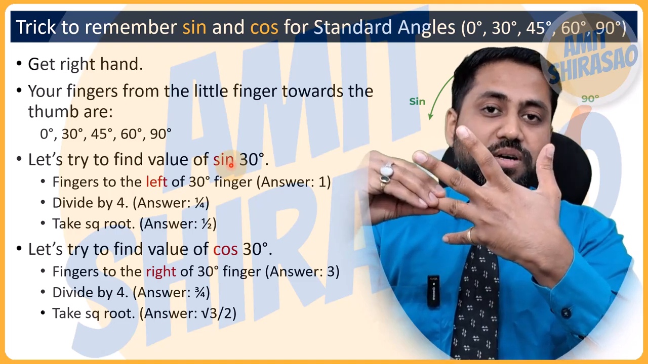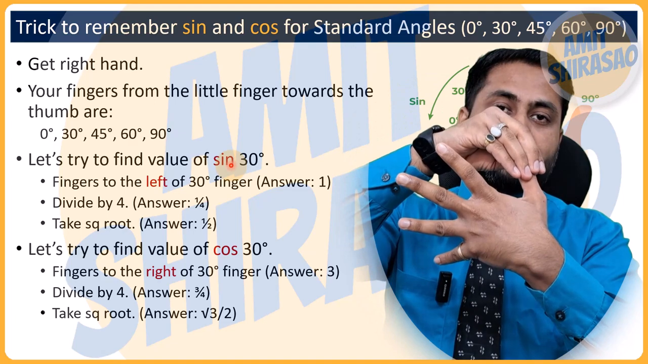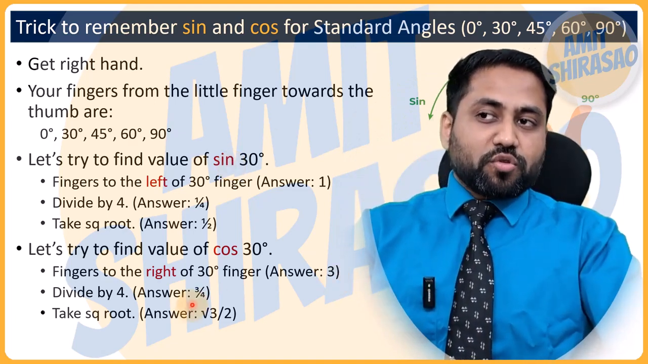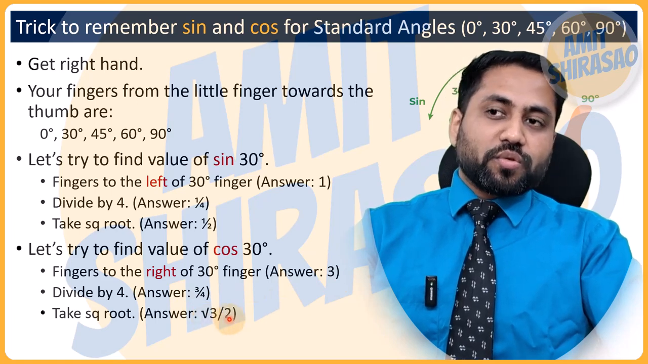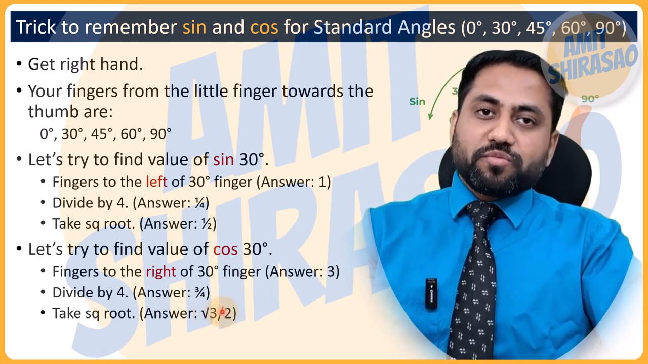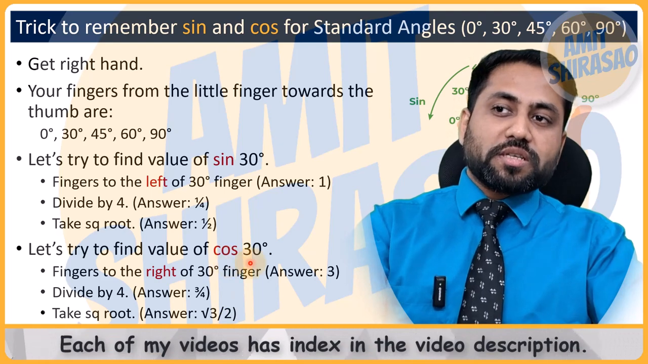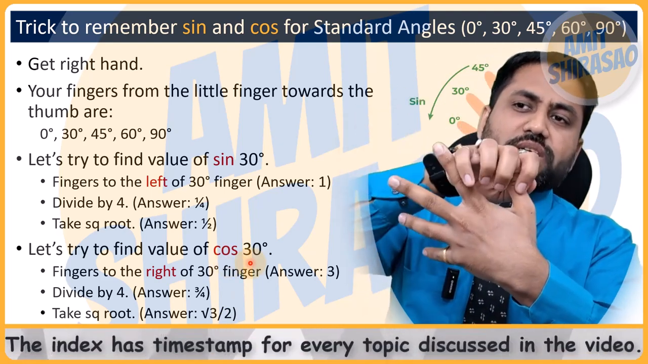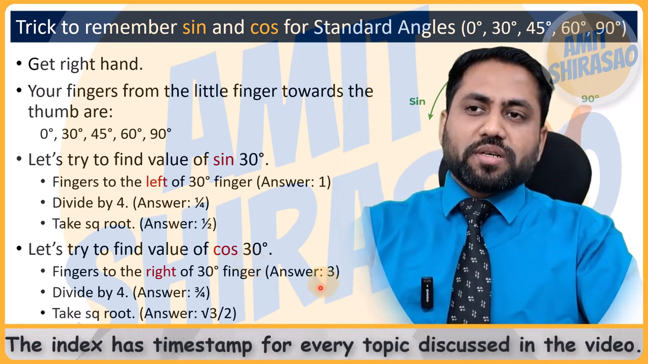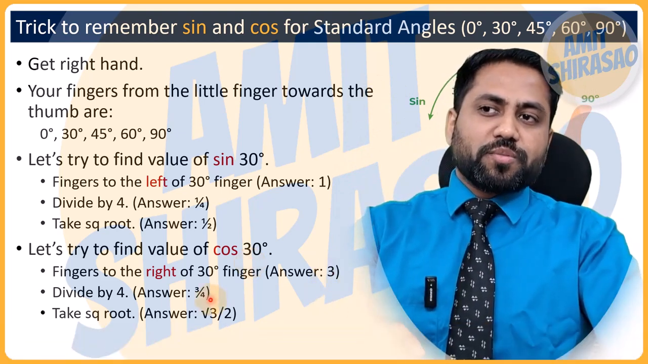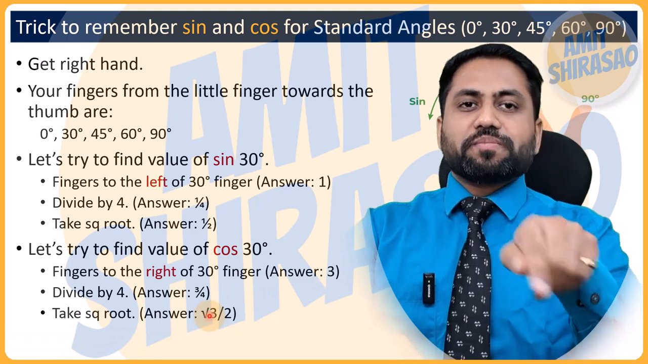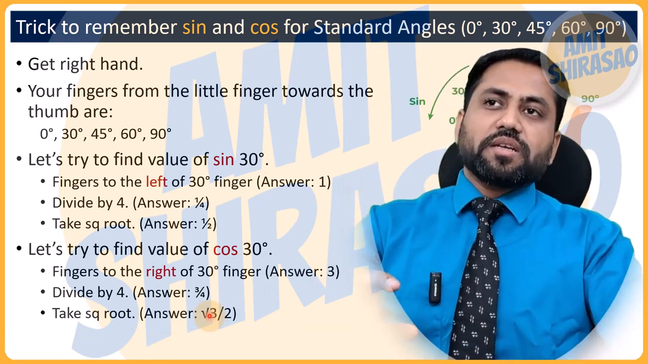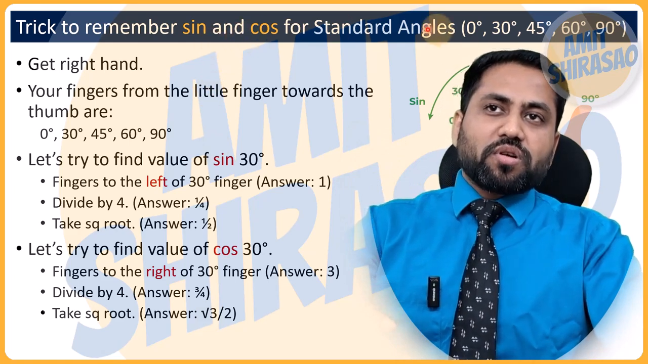So how many fingers are above it? 1, 2, 3. Okay, so the first answer is 3. Then you divide it by 4, and then you take the square root of the whole thing, so it will be root 3 by 2. So cos 30 is root 3 by 2. Similarly, let us say 45, again 2 fingers are above, so this will be 2. Divided by 4, so it will be 1 by 2. Take the square root, so 1 by root 2. Got the idea? This is how you calculate sine and cos for the basic angles.